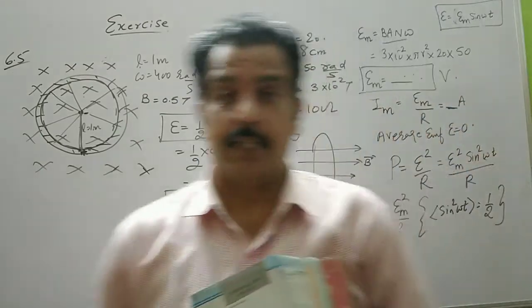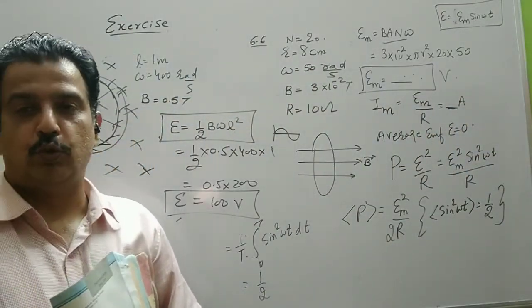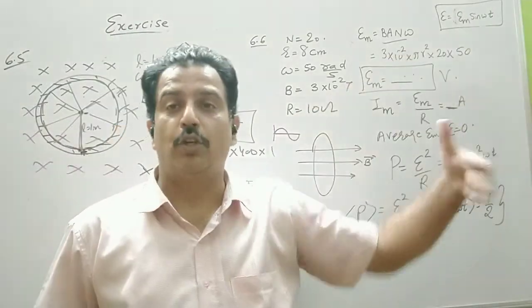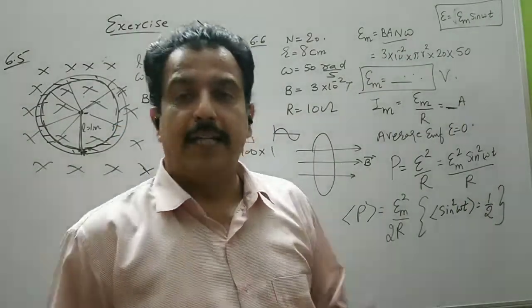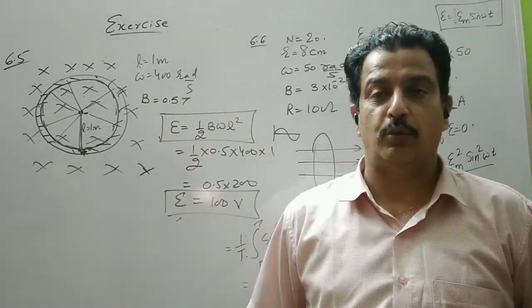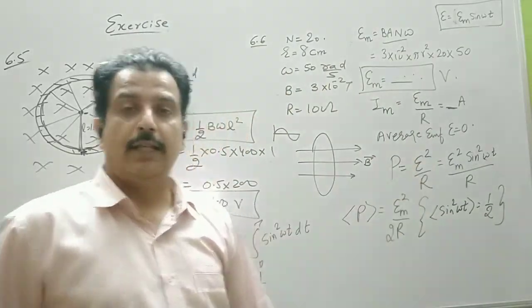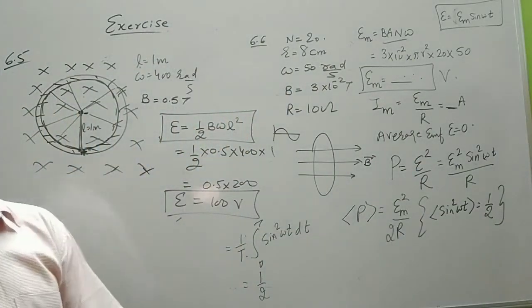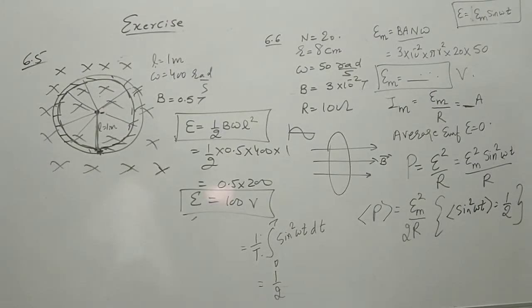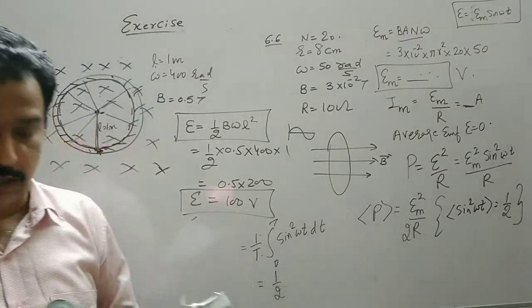So average current or average EMF for one complete cycle comes out to be 0, because they are functions of sine or cosine, and the integration of sine and cosine for one complete cycle comes out to be 0. But in the power term we have a square, and the average of sine square or cos square, we will see in the coming chapter, is half.